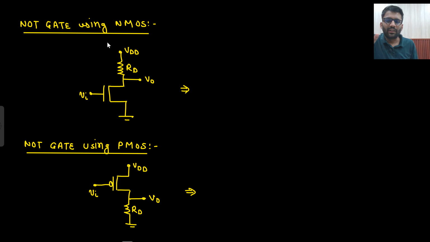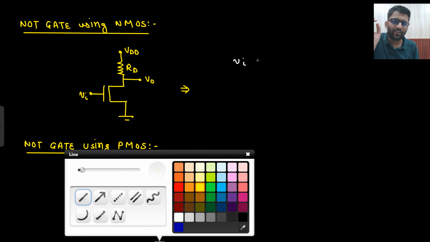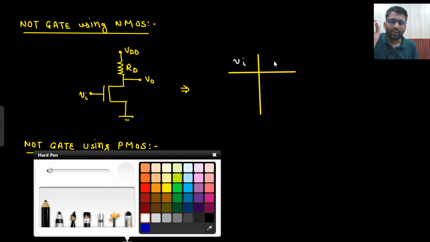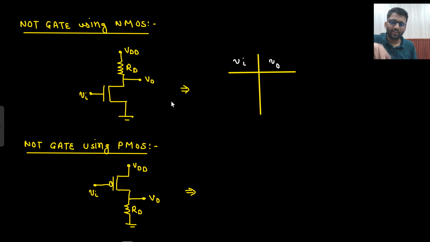Now we need to see, forget about whether it is a NOT gate or not, just analyze this and see what you are going to get. With respect to V in, I will write down my V naught. What we need to apply is either 0 or 1. If I apply 0, what will happen? This is your NMOS. If I apply 0, this NMOS will be open circuited.